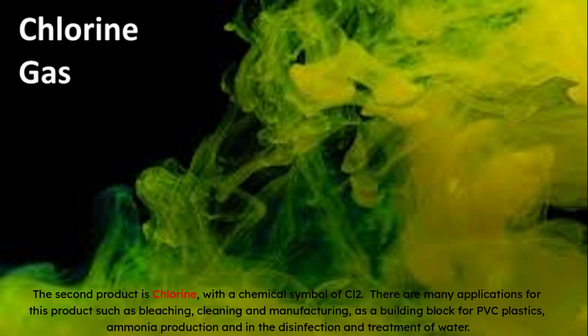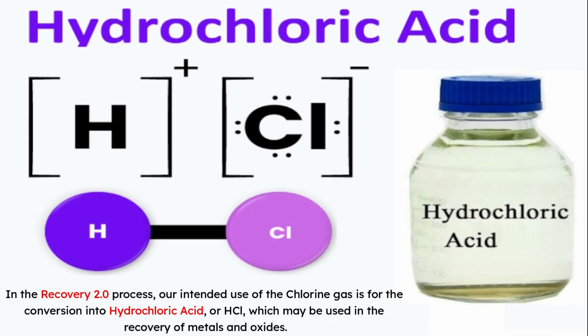There are many applications for this product, such as bleaching, cleaning and manufacturing, as a building block for PVC plastics, ammonia production, and in the disinfection and treatment of water. In the Recovery 2.0 process, our intended use of the chlorine gas is for the conversion into hydrochloric acid, or HCl, which may be used in the recovery of metals and oxides.